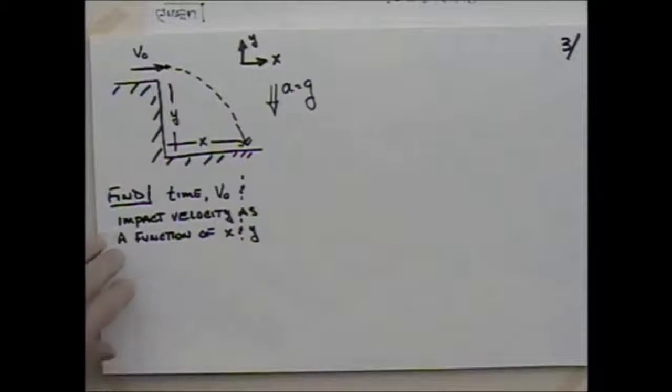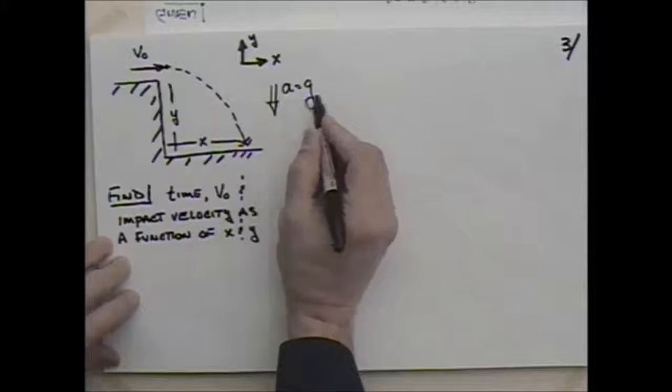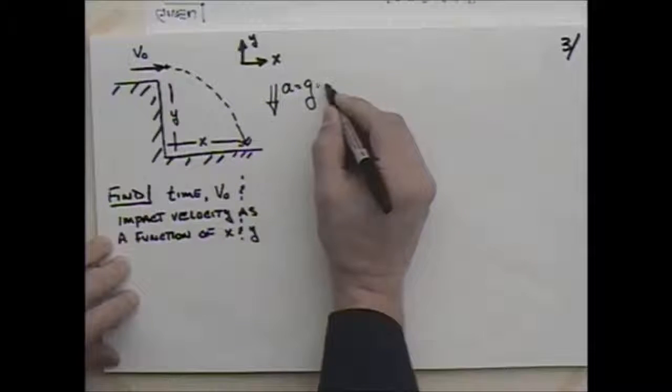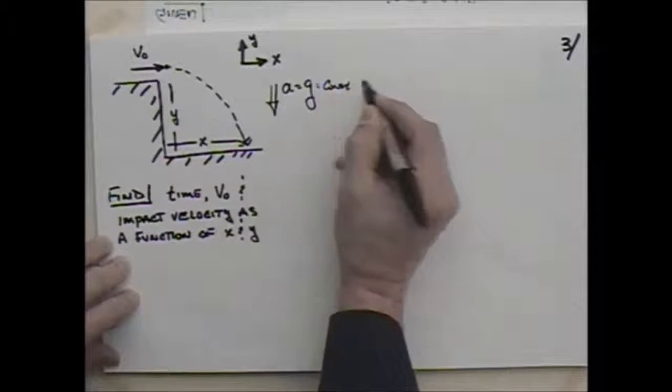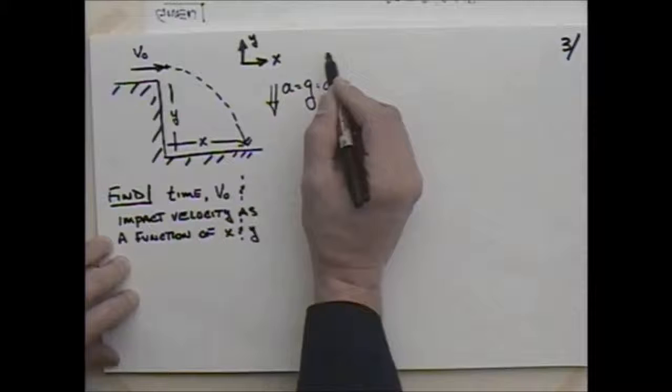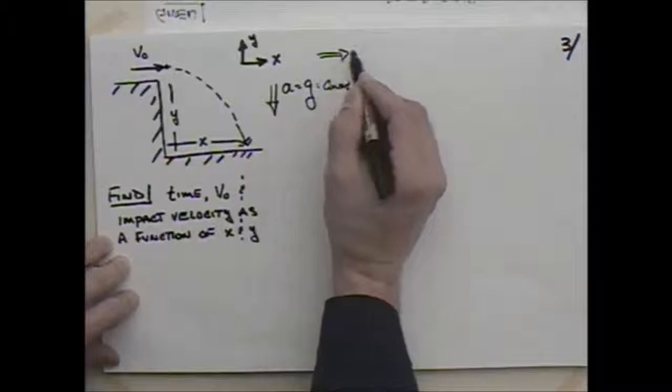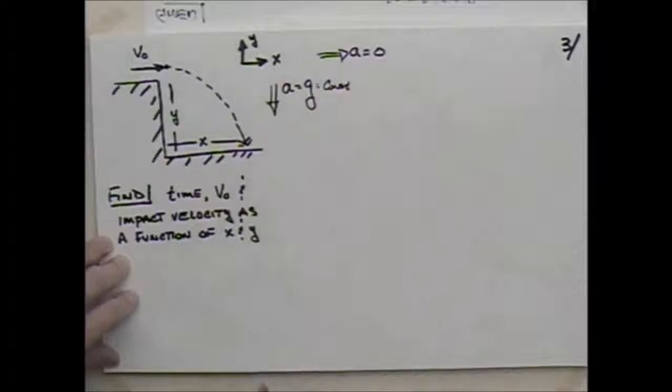And the nice thing is in the vertical direction, our acceleration is constant as g. Well, I'm taking it positive down. Okay. Yeah, it is going down, so we need to be clear on that.